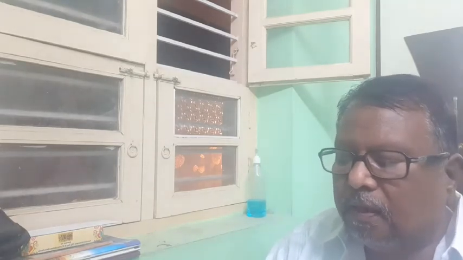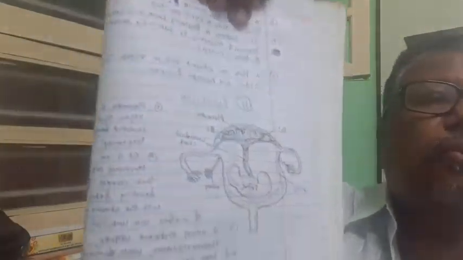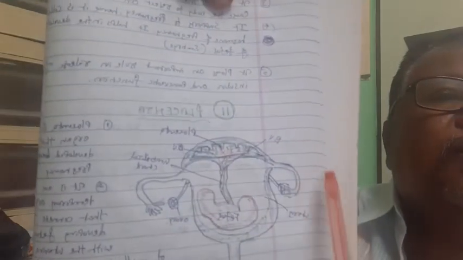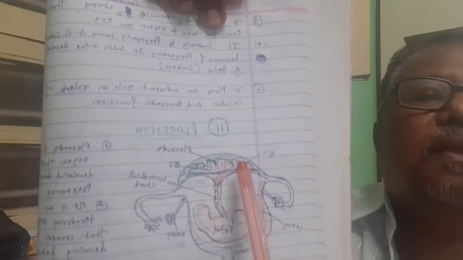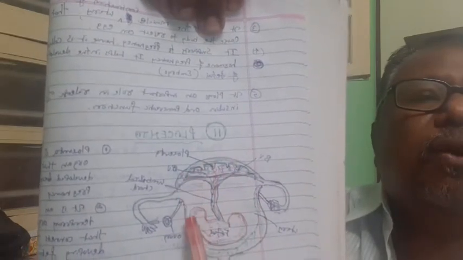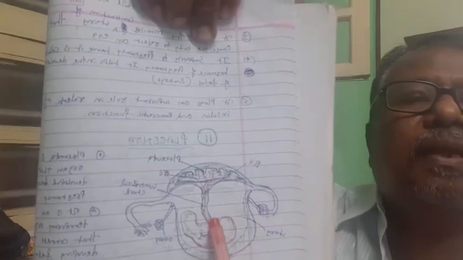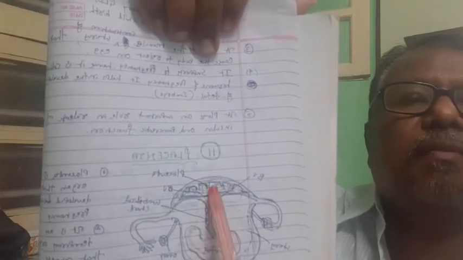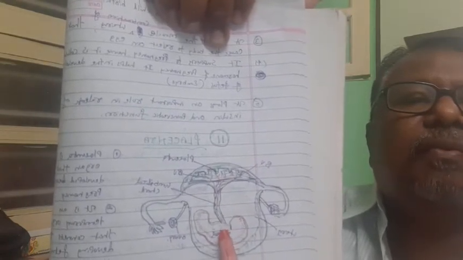Now the last one is the 11th one, that is the placenta. So you can see the figure of the placenta here. Clearly you can see the figure which is present in the notes also. So this is the placenta present here. Then the endometrium wall here. This is all endometrial wall, and this is the fetus developing, and this is the umbilical cord, which is a connection between the mother and the fetus, developing fetus.